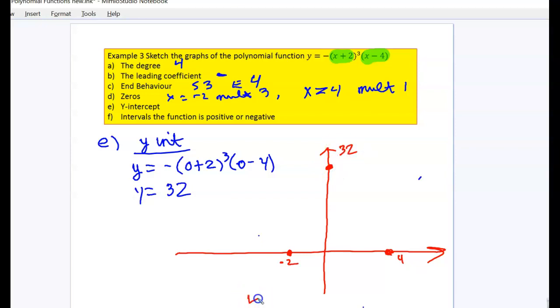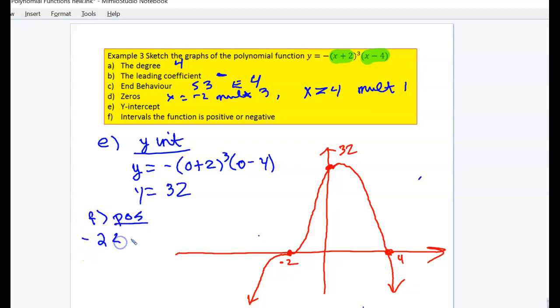I know the graph starts down in quadrant 3, and the multiplicity at negative 2 is 3. So when it comes up, it's going to form a bump and squiggle. It's going to take off to here, and somewhere between the y-intercept and 4, it's going to have to turn around. And then it comes straight through 4 because the multiplicity is 1 and heads down in the bottom direction. Now, part F, to figure out where the graph is positive, it's going to be from negative 2 to 4. And to figure out where the graph is negative, it's going to be when x is less than negative 2 and when x is greater than 4.